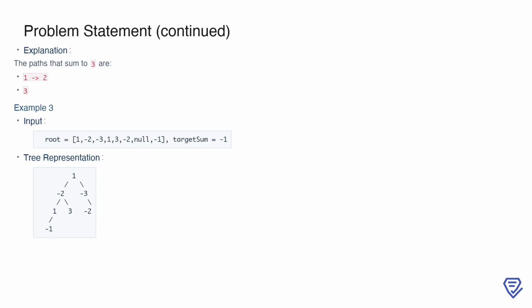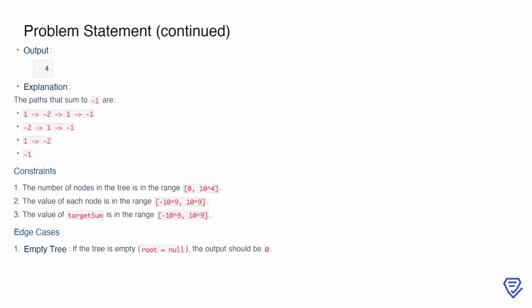To break down the paths for the tree with a target sum of -1, the first path is from node 1 to -2 to 1 to -1. The second path is from -2 to 1 to -1. The third path is the straight path from node 1 to -2. Finally, the fourth path is the single node -1. These paths demonstrate the flexibility of the problem, as paths can include multiple nodes or just one node as long as the sum matches the target.